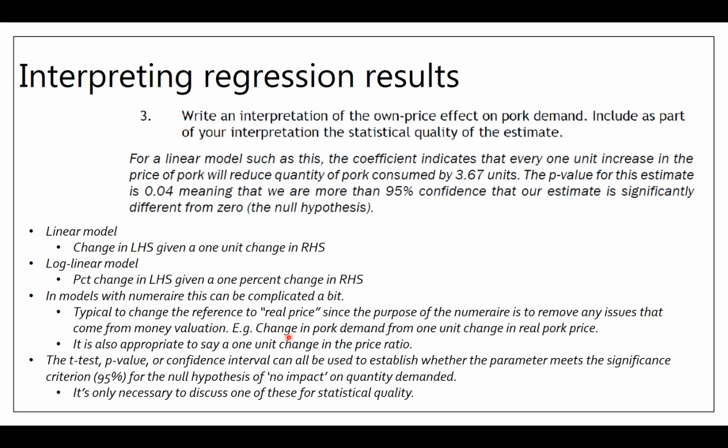So in this case it would be the change in pork demand from a 1 unit change in the real pork price, if we were using, say, the price of poultry as a numeraire, so that it was really the price of pork divided by the price of poultry. It's also appropriate to say it's a 1 unit change as a result of a change to the price ratio. And you can think for yourself why people might just say the real price instead. It's because there are two ways to change a price ratio. A 1 unit change in a price ratio could happen because the numerator changes, because the denominator changes, or because they both change relative to each other.